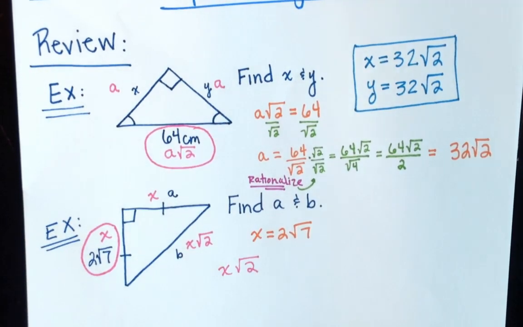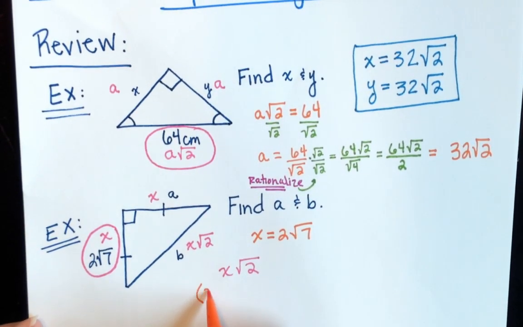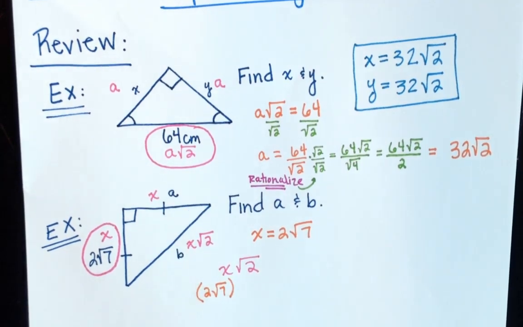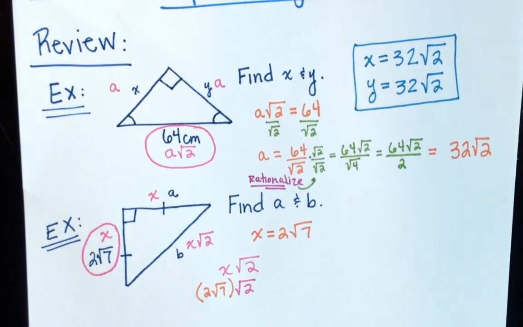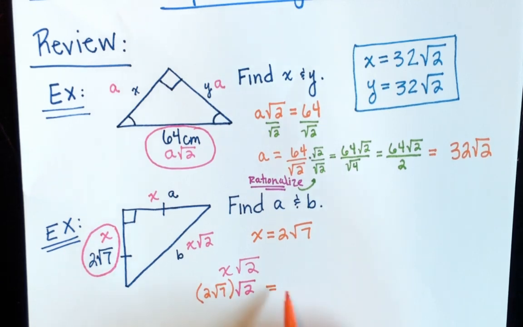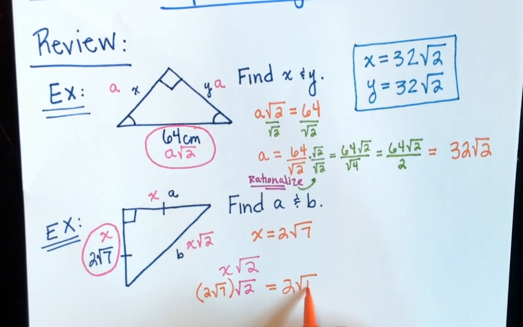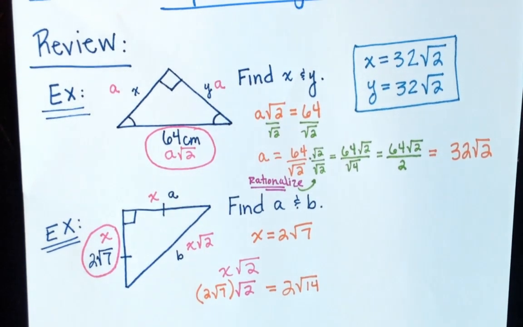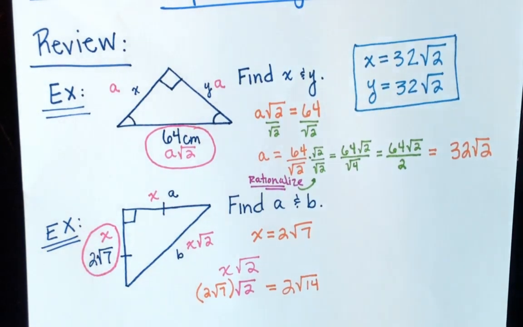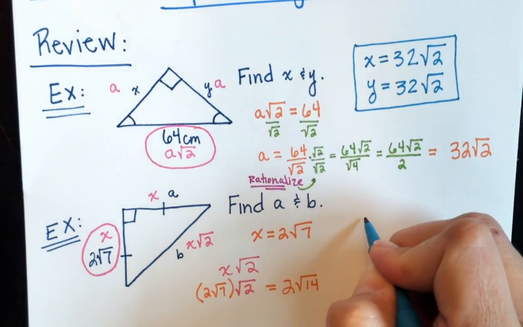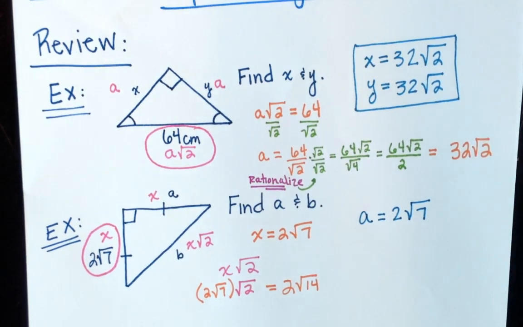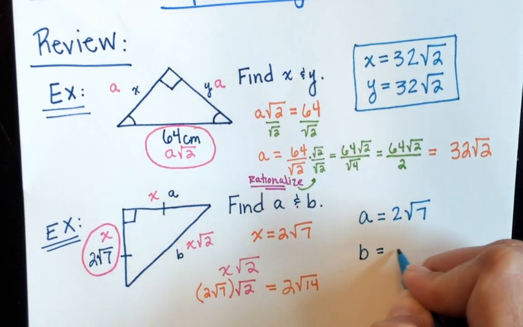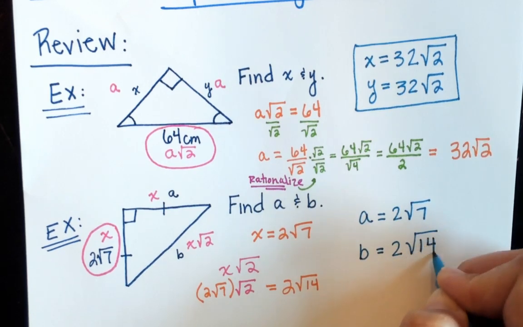So that means X, which is 2 radical 7, will multiply by that radical 2. And the radicals will go together. We're going to multiply those together. You end up with 2 radical 14 for the hypotenuse. So again, when we write our answer, A is 2 radical 7, and B is 2 radical 14.